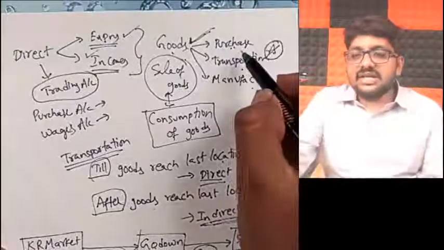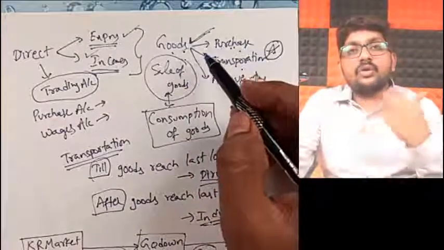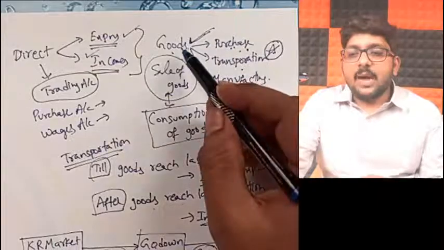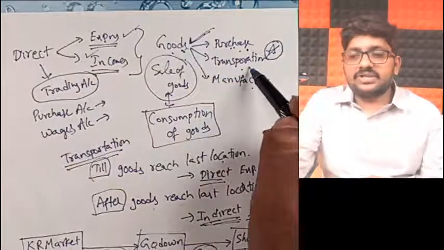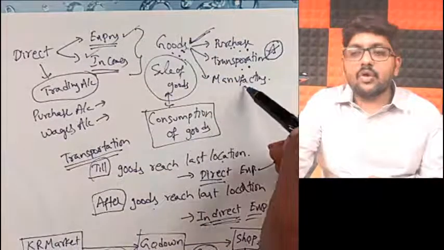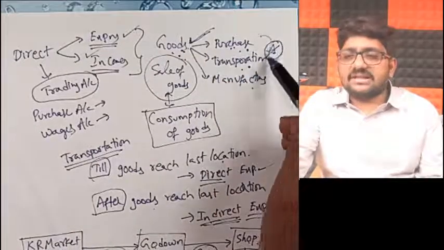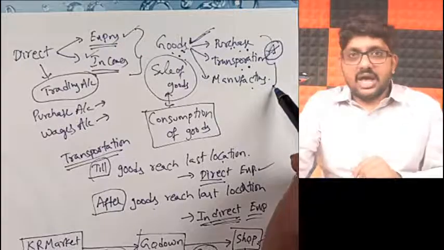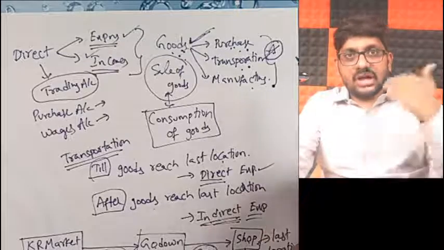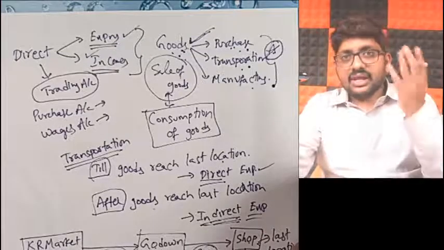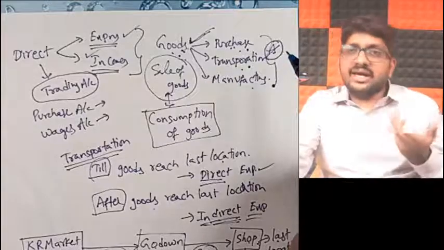For example, your purchase cost depends on the goods. The more goods you purchase, the more purchase cost. The more goods you purchase, the more transportation expense. The more goods you produce, the more manufacturing expenses. If you do less, all these will also be less. All these expenses are in proportion to the goods. If goods are more, these expenses will be more. If goods are less, these expenses will also be less.